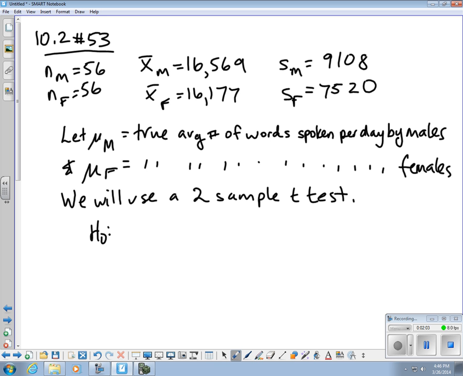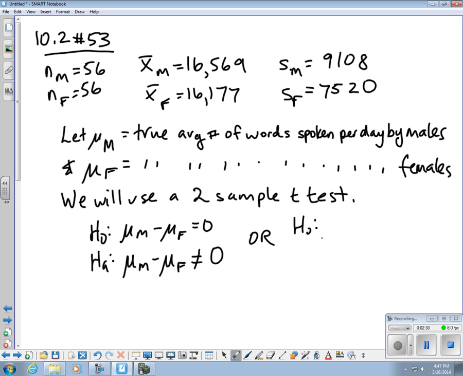Our hypotheses. Looking at the question, we're asking whether there's a significant difference between the two. So that would mean mu m minus mu f differs from, not equal to 0, versus the difference is equal to 0. A totally acceptable alternative, if you wrote it this way instead, is just mu m equals mu f versus alternative mu m not equal to mu f. Either one is fine.